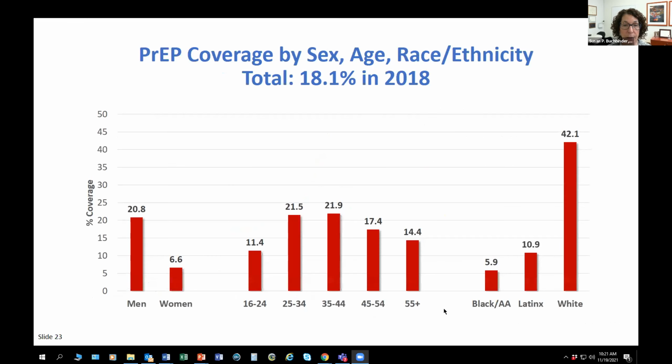So how are we doing? Well, as of 2018, we were only at 18.1%. You can see we're doing somewhat better in men than in women, but still far fewer than the 50%. If you look at it by age, the youngest age group and the oldest age group have the lowest rates. And the only group that's really approaching the 50% are white individuals, whereas Latinx and Black African Americans have much lower rates of PrEP coverage. So again, we really need to address these disparities.